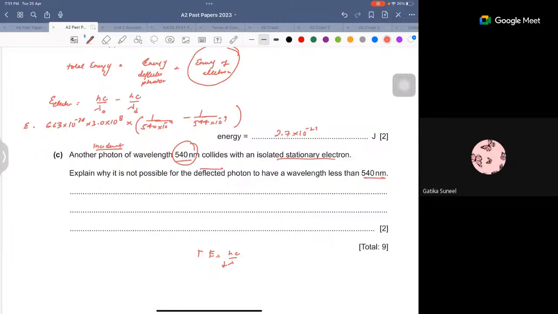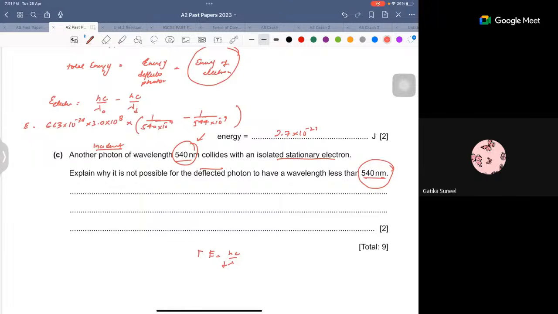It says if the incident photon has this energy, why is it not possible for a deflected photon to have energy less than this? How will it get energy from? The electron has no energy, right? So the electron can't give energy to the deflected one. So you can't just increase energy. There has to be conservation, right?